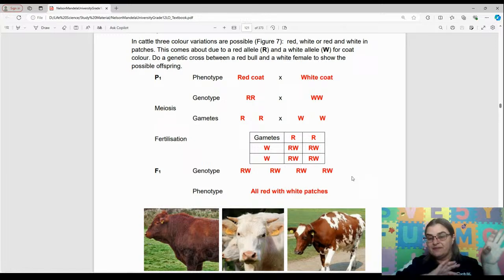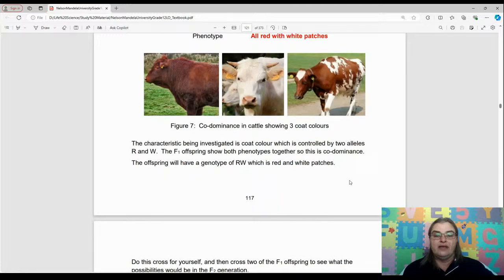So once we combined these 2 parents, there were no babies that were pure white or pure red. They all came out with red and white patches, and that would be codominance, okay? Now, the characteristic being investigated was coat color, controlled by 2 alleles, and the offspring produced the phenotypes as we've discussed, okay? So the offspring have a genotype. Remember, the genetics of the offspring are capital R, capital W, which is red and white patches.